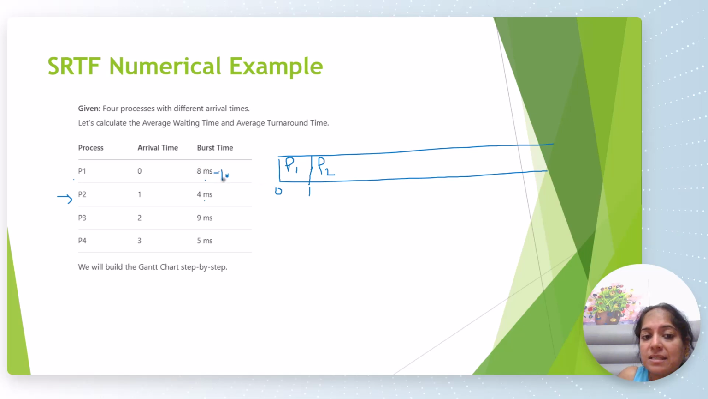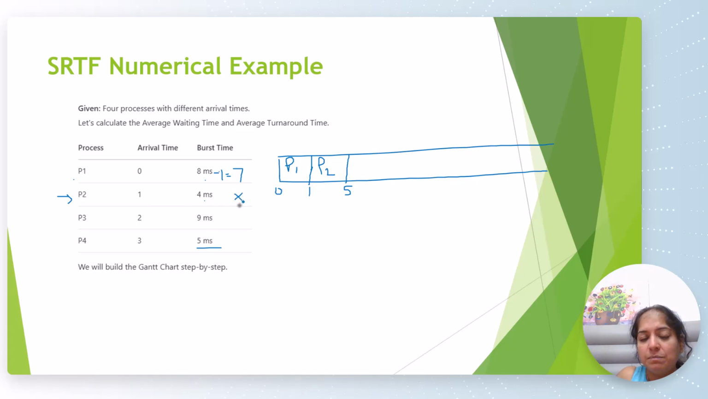So it is executed for 1 millisecond. So the remaining time of P1 is 7 now. Now P2 is executing. After 2 milliseconds, P3 comes, which has a higher burst time than P2. After 3 milliseconds, P4 comes, which again has a higher burst time than P2, which means P2 will execute first now, which is 4 milliseconds, that means 5.